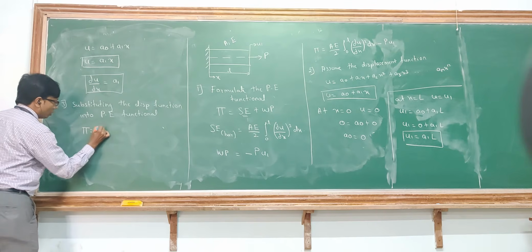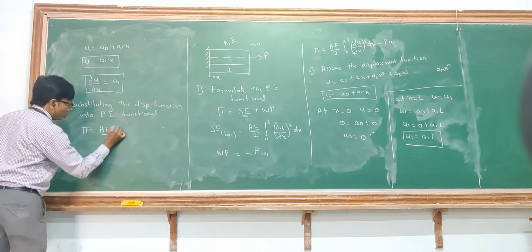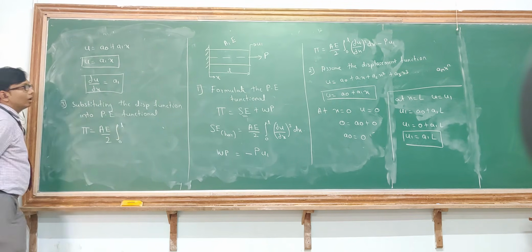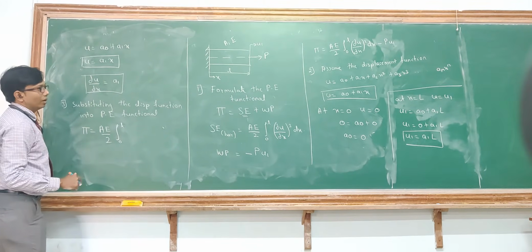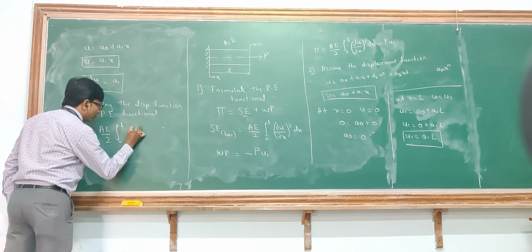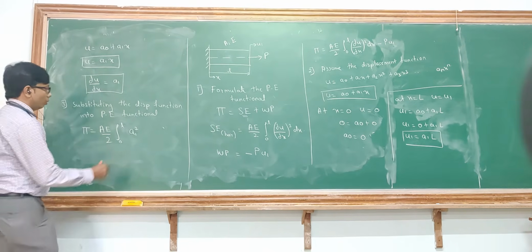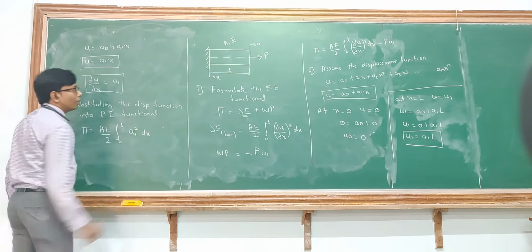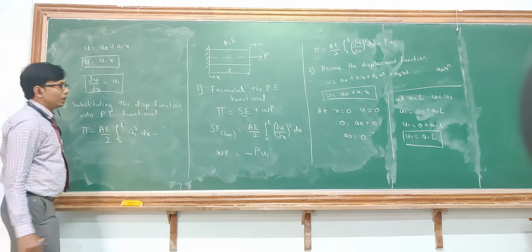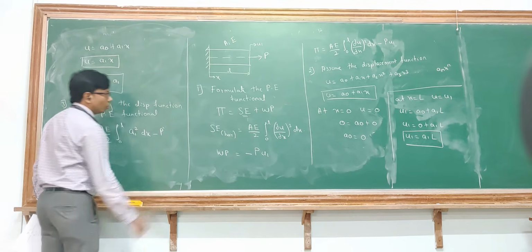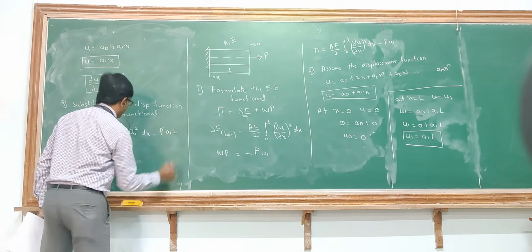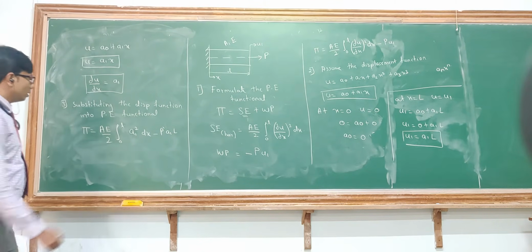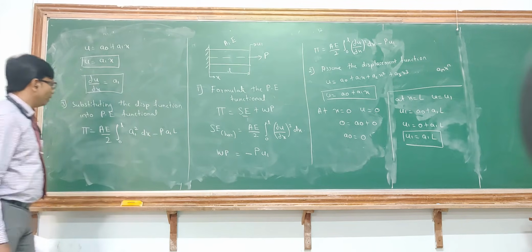Pi is equal to AE by 2 integration 0 to L, dou u by dou x square is there. So dou u by dou x is A1, and dou u by dou x square will be A1 square, into dx, minus P into u1. And u1 is nothing but a1 L. So this is the substitution we have got.